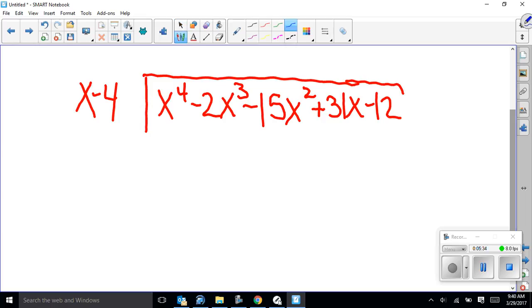All right, so our first step. We need to look at our first term. So x times what gives us x to the 4th? x cubed. Three sides, make it sides, and put it like that way. Yeah. That's right.